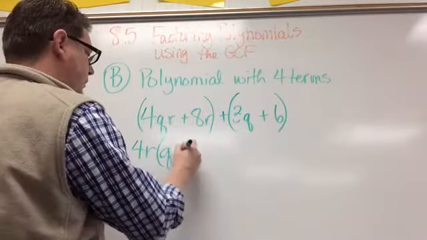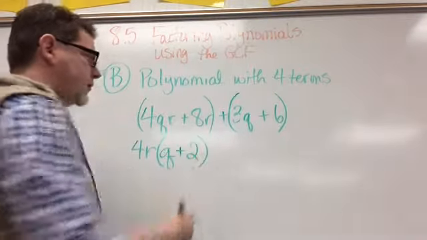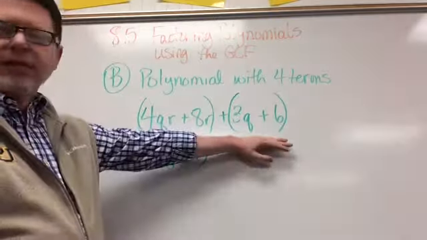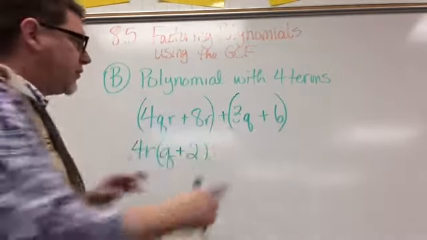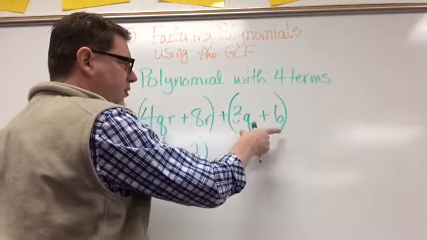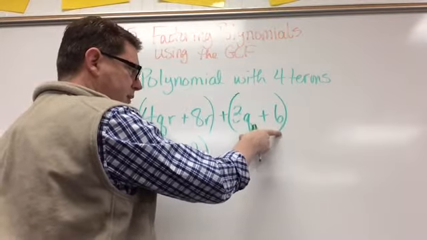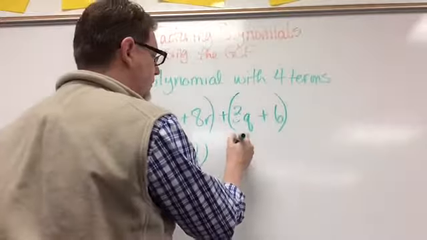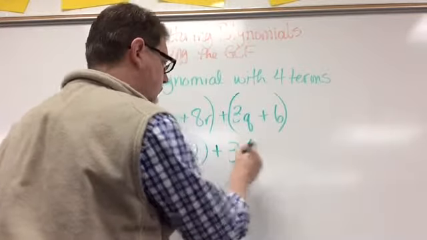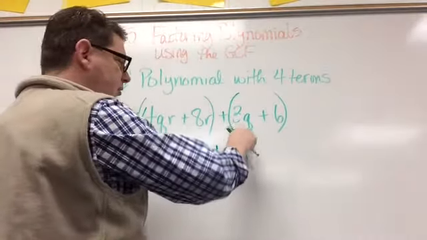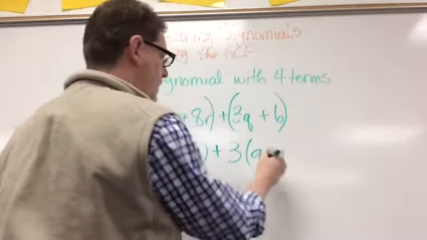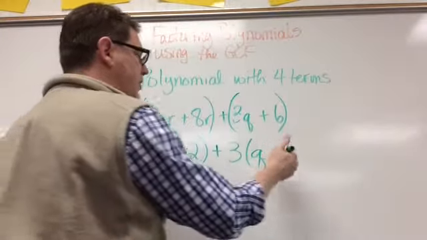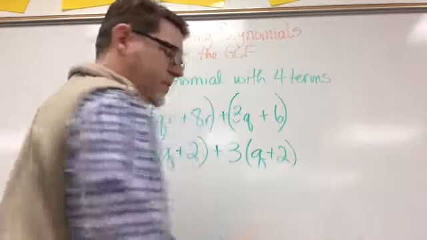And then 8r divided by 4r is plus 2. And now I'm going to do exactly the same thing for the second group. Find the greatest common factor of this second binomial, 3q and 6. So the greatest common factor there would be just 3. So plus 3. And now 3q divided by 3 is q, and then 6 divided by 3 is 2, and q plus 2.